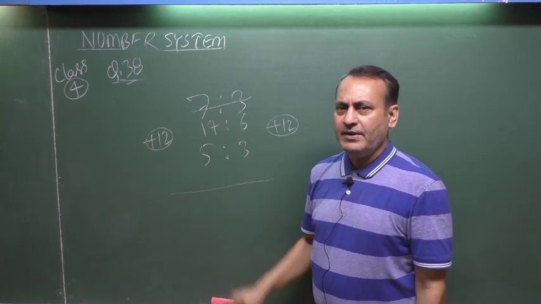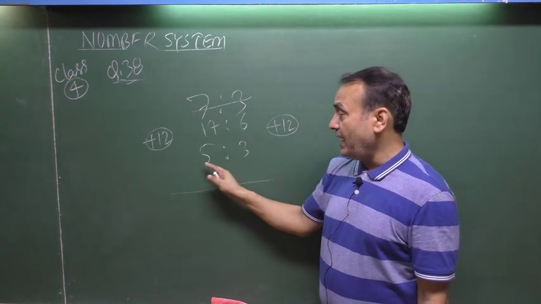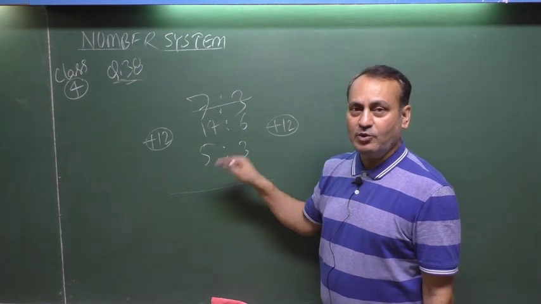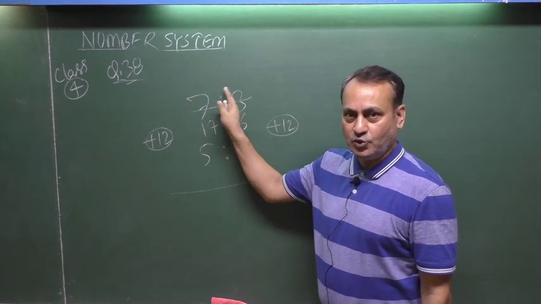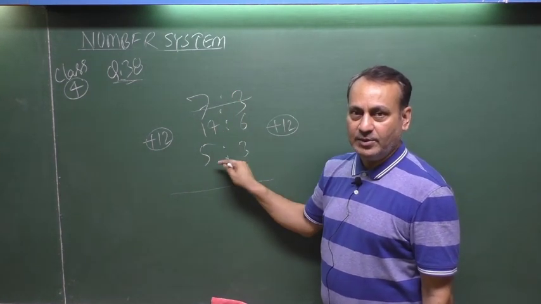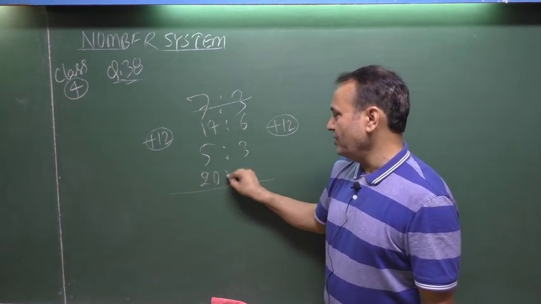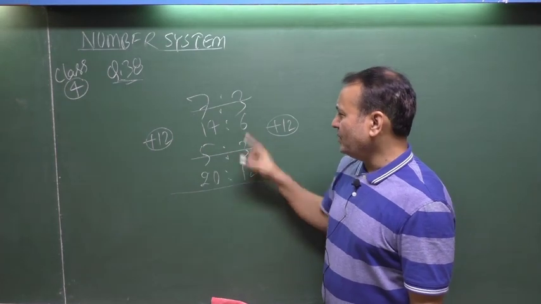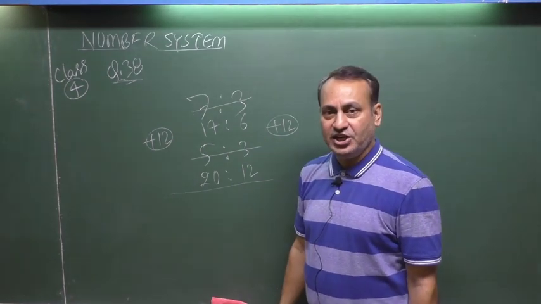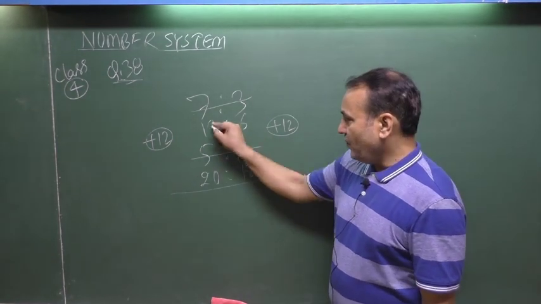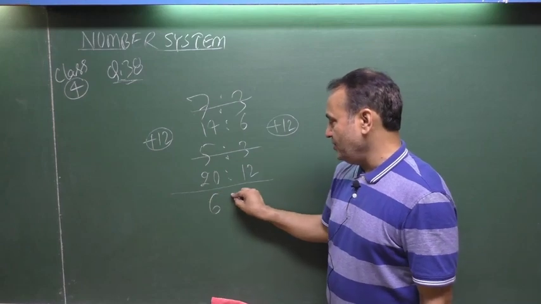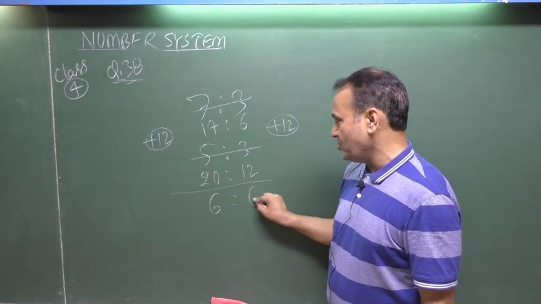And the difference of 7 and 3 is 4. You have to multiply this ratio by the difference of these two, that is 4. That means you have to multiply 5:3 by 4. 4 times 5 is 20, 4 times 3 is 12. These old ratios must be deleted, cancelled. Okay. 14 plus 6 equals 20, 6 plus 6 equals 12.